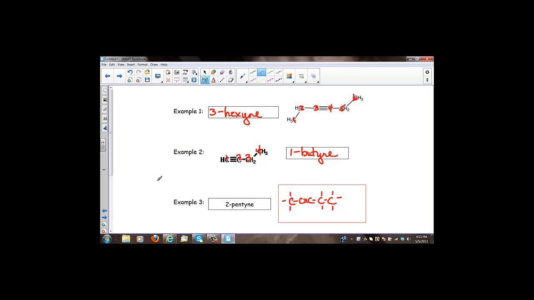Let's see if I'm right, because remember the general formula is CnH2n-2. So if I have C5, H, 2 times 5 is 10 minus 2. So it would be C5H8. 1, 2, 3, 4, 5, 6, 7, 8. It's exactly what I have. Remember, you need to go back and make sure each carbon does not have more or less than 4 bonds. You need 4 bonds on every carbon.